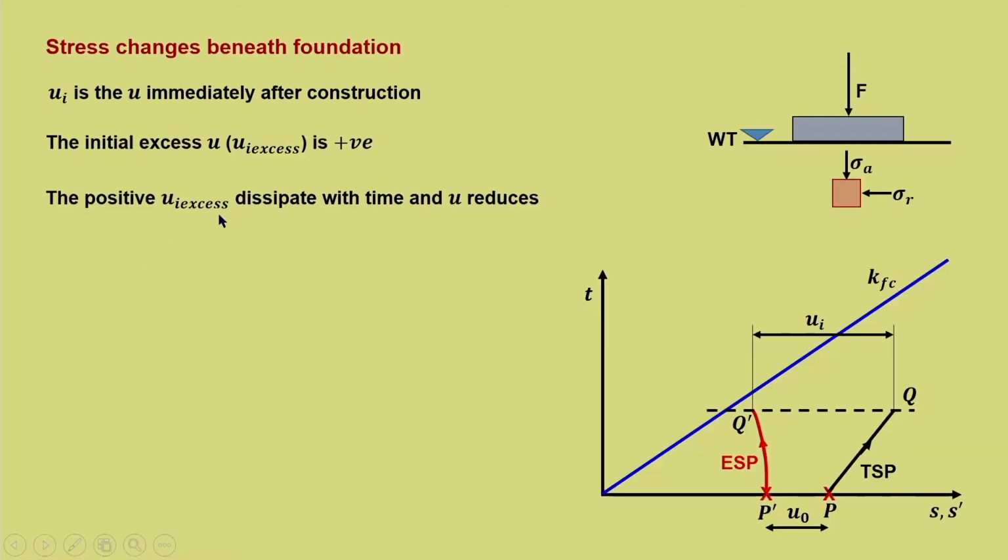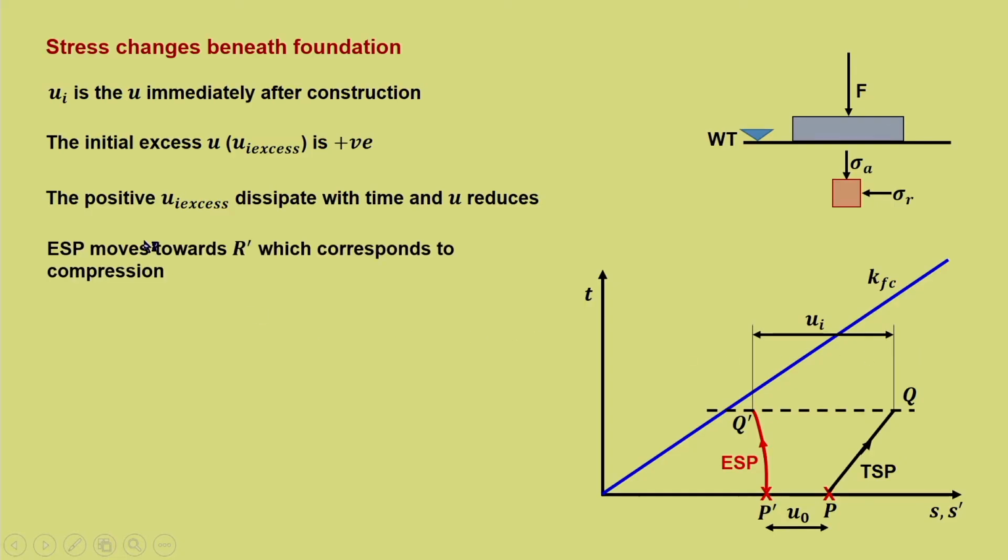The positive excess pore water pressure Ui dissipates with time and then U reduces. So, the total Ui comprises this excess pore water pressure as well as the initial pore water pressure. As time progresses, we know that the positive pore water pressure has to dissipate. After dissipation, the U starts reducing. So, it will no longer be Ui, it starts reducing. What is the implication of this reduction in U on ESP?